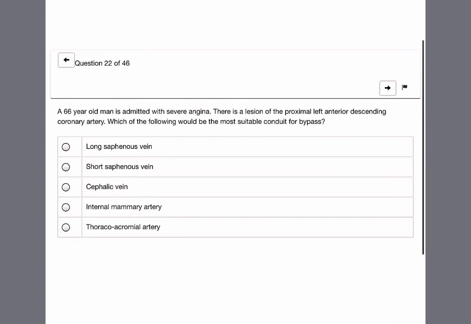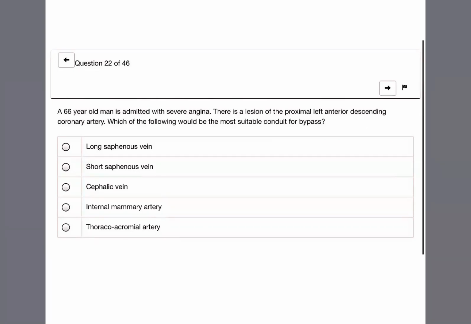Okay, next question. A 66-year-old man is admitted with severe angina. There is a lesion of the proximal left anterior descending coronary artery. Which of the following would be the most suitable conduit for bypass? Long saphenous vein, short saphenous vein, cephalic vein, thoracoacromial vein, internal mammary artery. Perfect.